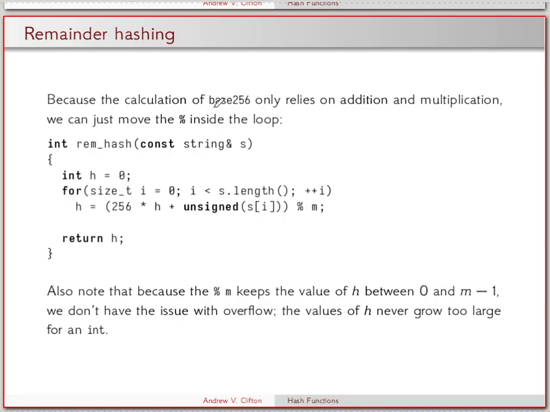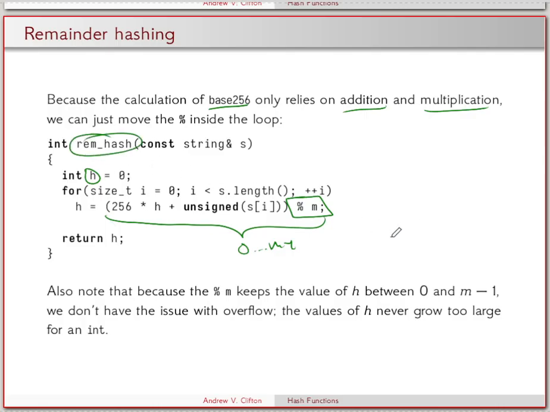So our loop inside of base 256 for computing h only uses addition and multiplication. So we can just put the modulo m inside the loop. Just do it on h inside of there. That keeps this value always between 0 and m minus 1, which means we don't run into the limits of what an int can hold. So that solves our overflow problem. It fixes the problem of this thing not working well. So that is our remainder hashing function.